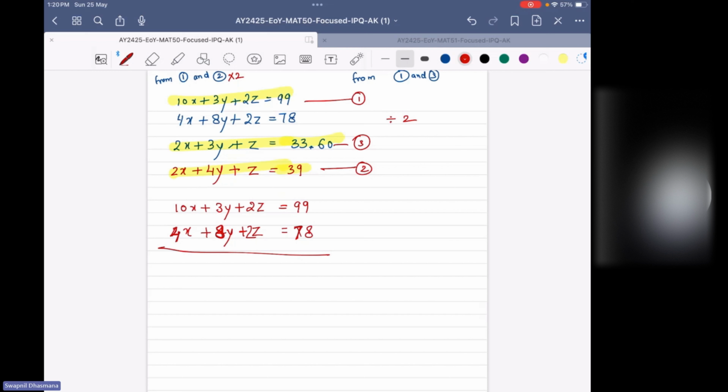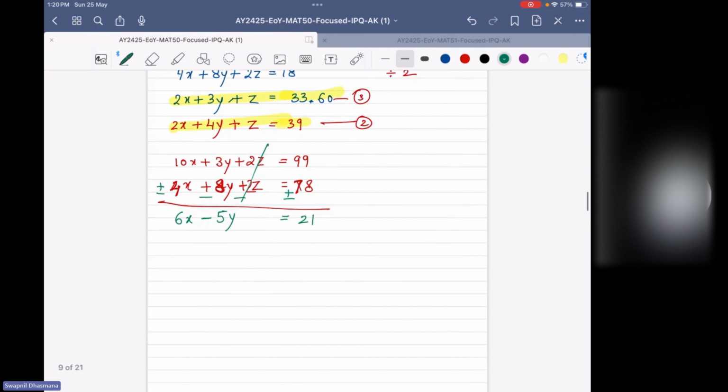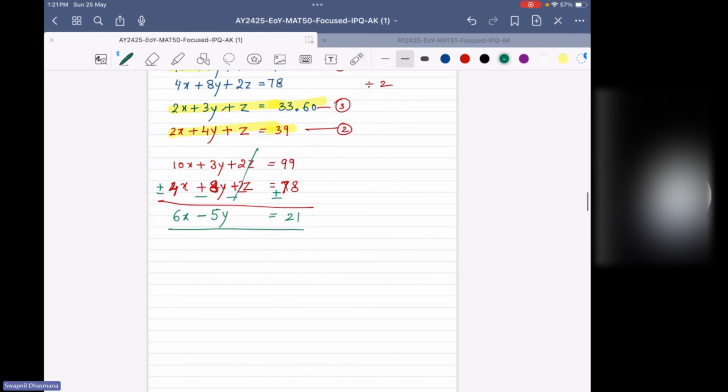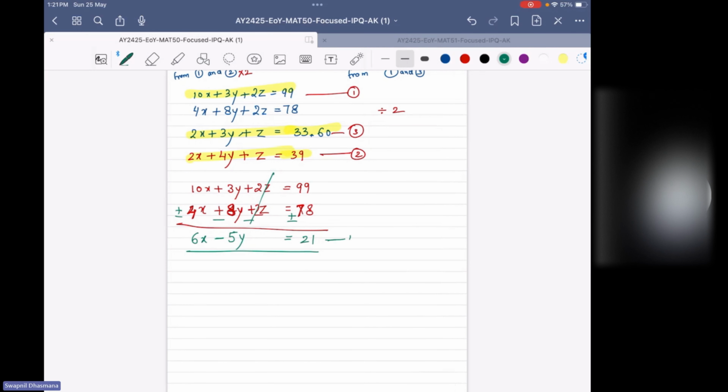Change signs for all of them. So plus minus, plus minus, plus minus, plus minus, because I want to cancel these two. 10 minus 4 is 6x. This would be 5y. Here you will get 21. So this becomes your equation 4.